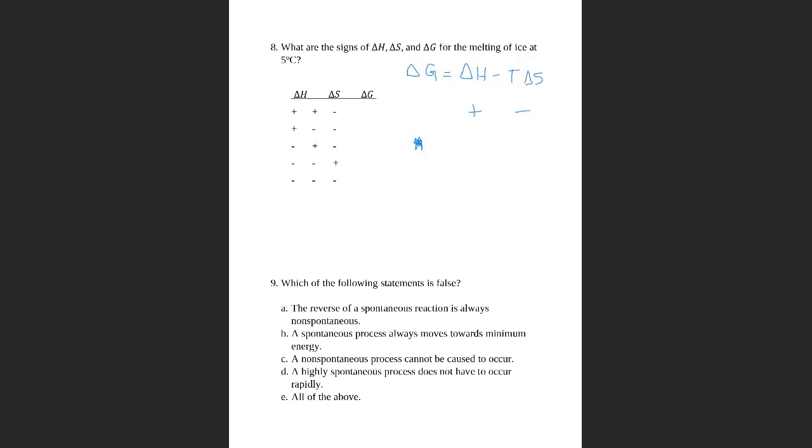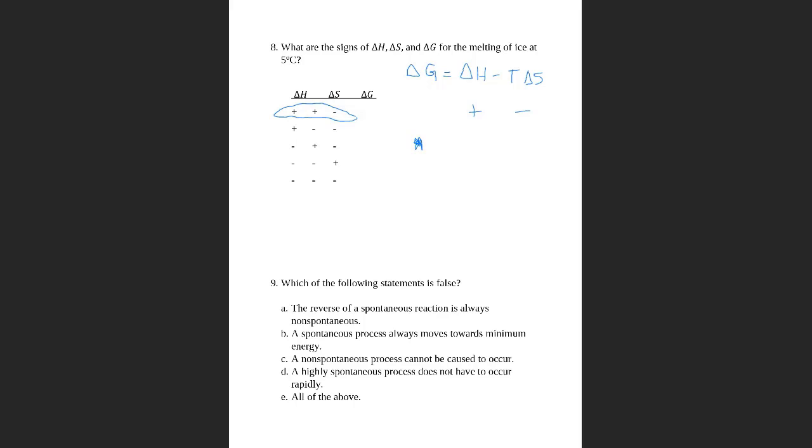Yes, it will melt. At 5 degrees Celsius, it will melt. Now, if it was negative 5 degrees Celsius, then no, it wouldn't melt, would it? That would be a non-spontaneous process. But if it's 5 degrees Celsius, then it is going to melt. It will be spontaneous, and therefore delta G will be negative.